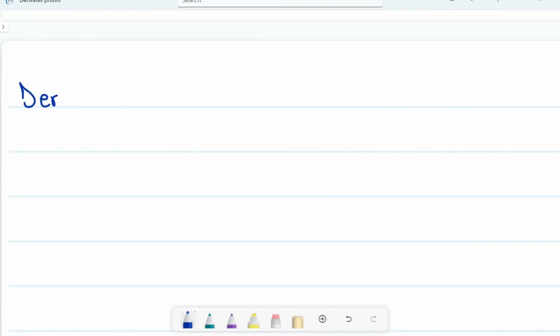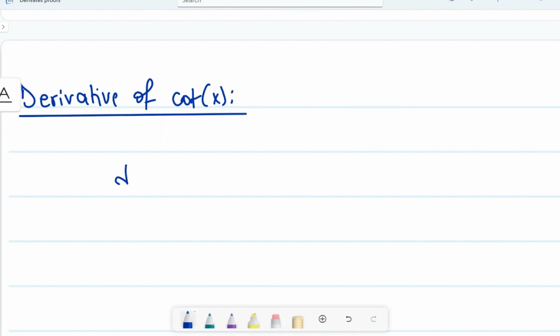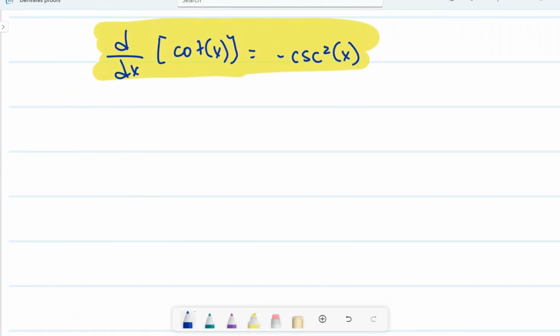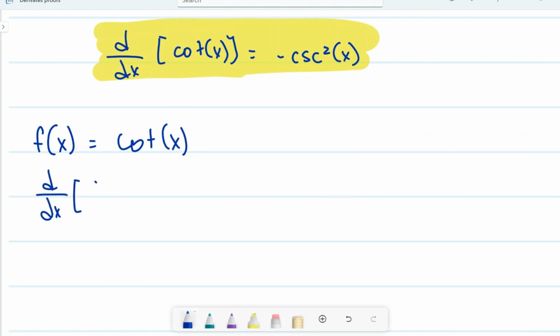And now we will move to the derivative of cotangent of x. So the derivative of cotangent of x is equal to negative cosecant squared of x. And now let's move to the proof, again using the quotient rule. So we start by defining the function, let f of x be equal to cotangent of x, and let us find the derivative of f of x. This is equal to the derivative of cotangent of x.